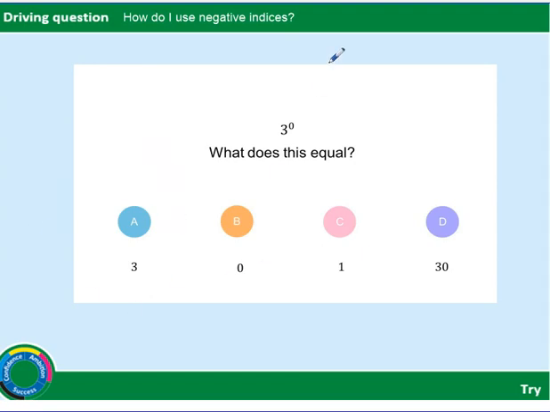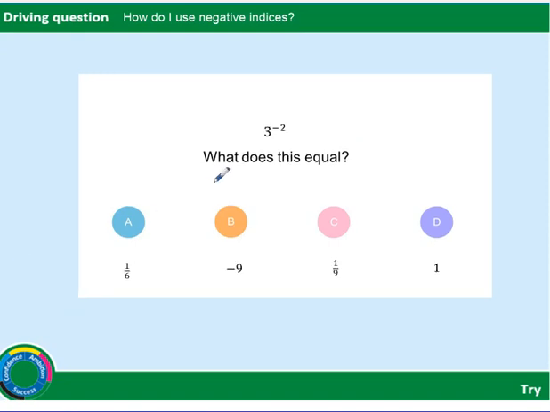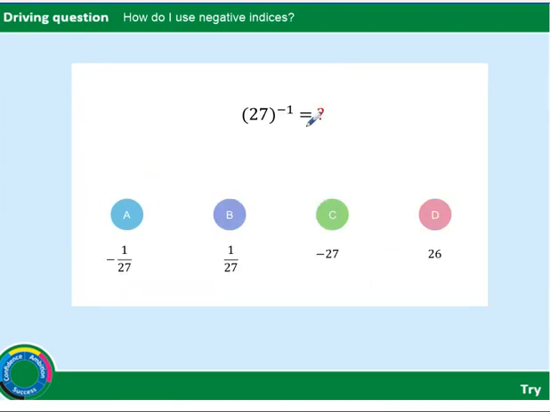Okay, what's 3 to the power of 0? 1. Anything to the power of 0 is 1. 5 to the power of negative 1. This is really common for people to think that the answer is negative. That's not what this means. This isn't multiplying by negative 1. It means the reciprocal of 5. 3 to the power of negative 2, 1 over 3 all squared, which gives me 1 over 9. 27 to the power of negative 1 will be 1 over 27.